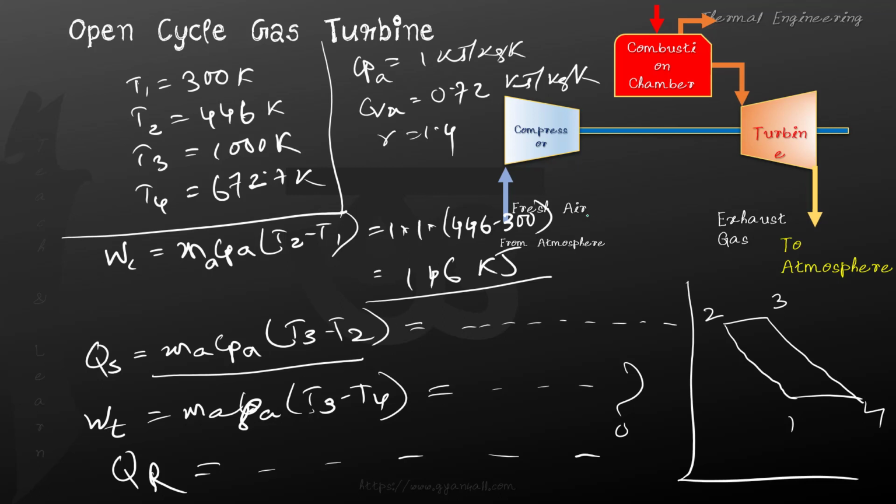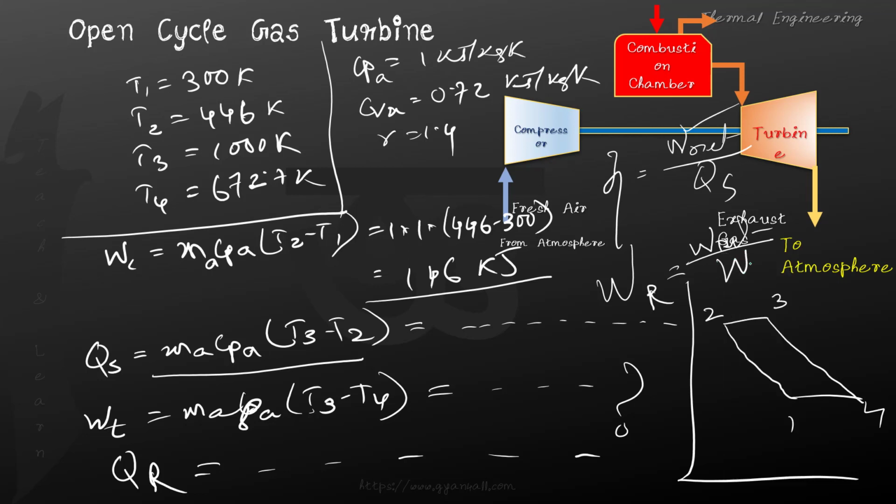And after that, if you need to find the efficiency, you find W net divided by QS, because you know W net. W net equals WT minus WC, and QS you will get. Also you can find the work ratio WR equal to W net divided by WT. So if you find the four temperatures, then you will get everything. Anything you can calculate.